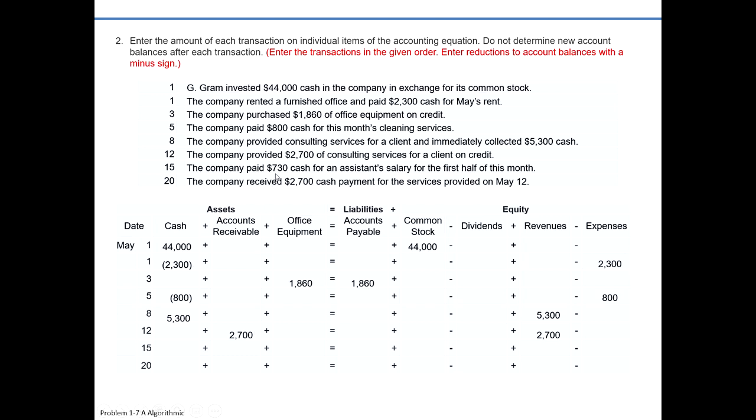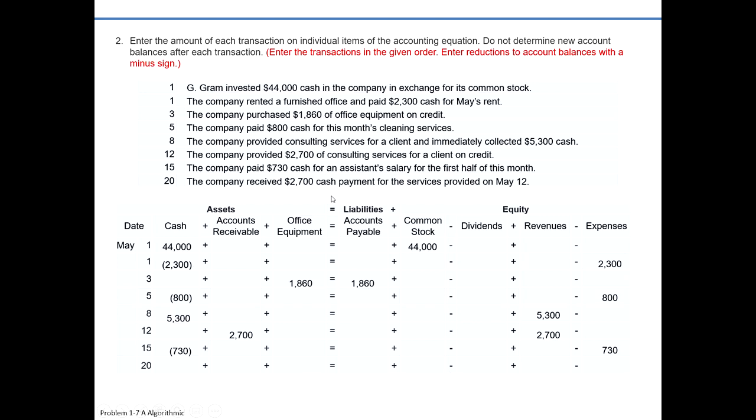On May the 15th, the company is going to pay $730 cash for an assistant's salary for that first half of the month. So the employee has already worked, they're just paying them their salary. We're going to decrease Graham Company's cash by $730. And again, since the work has already been done in the past and used up, we're going to increase our expenses by $730. And in this case, it would be a salary expense.